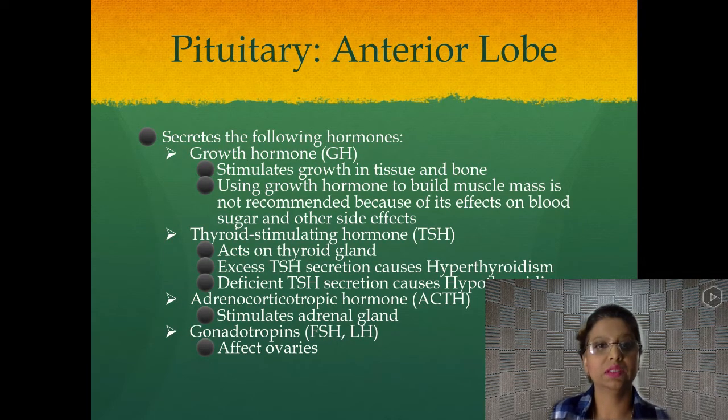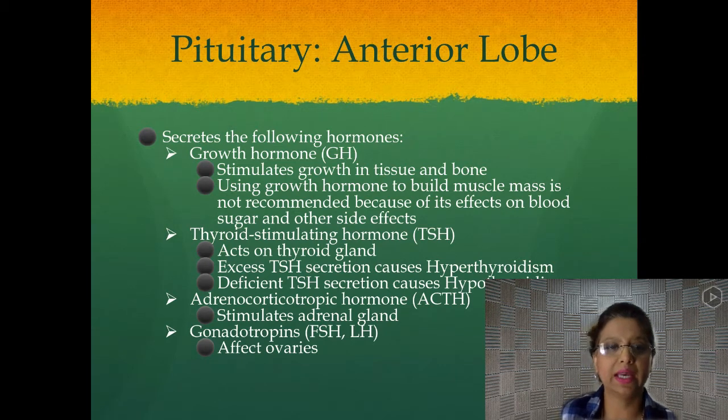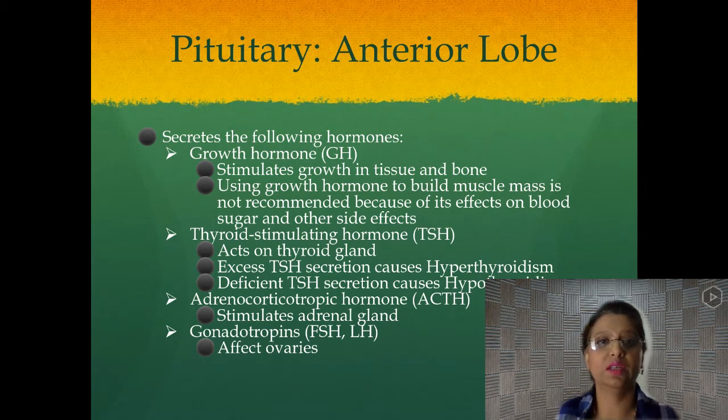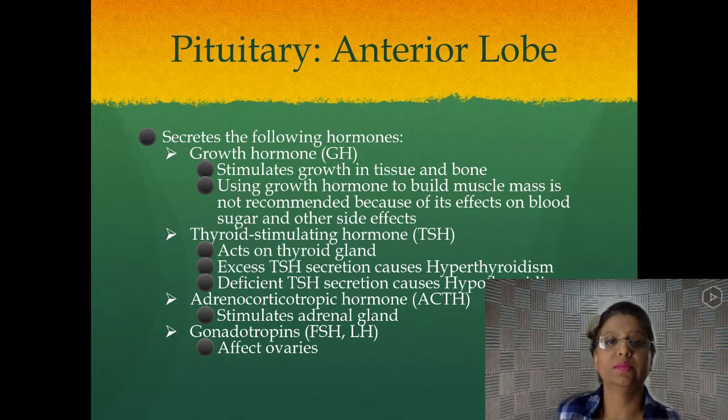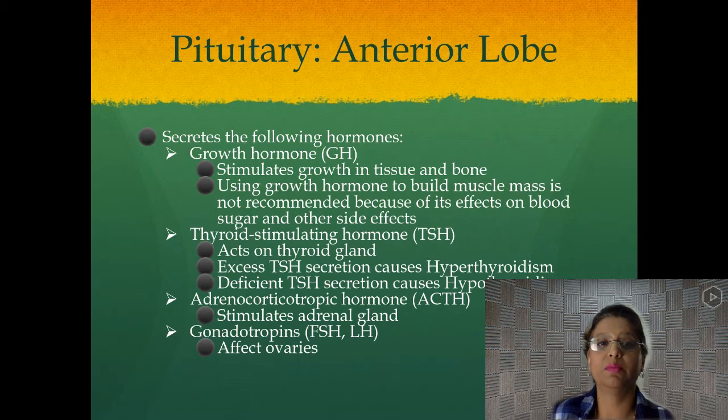It has multiple secretions. What are the different secretions or hormones that are secreted through the anterior pituitary? That is growth hormone, which stimulates growth in the tissue and the bones. Using growth hormone to build muscle mass is not recommended because of its effects on blood sugar and other side effects. So growth hormone is technically a hormone that helps a person to increase in growth, right? So it helps a person to grow. As it says, growth hormone. Growth hormone is a hormone that will help a person grow.